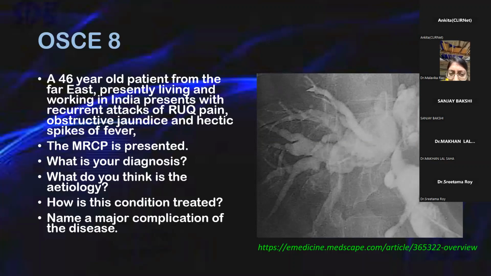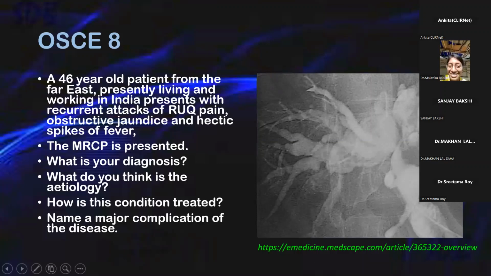So this patient is somebody from the Far East. There is a reason for my putting that. So what is your diagnosis? She has been having these recurrent attacks of right upper quadrant pain, obstructive jaundice, and hectic spikes of fever for the last 8 months. So obstructive jaundice due to the Chinese liver fluke. Sorry? Obstructive jaundice because of Chinese liver fluke.